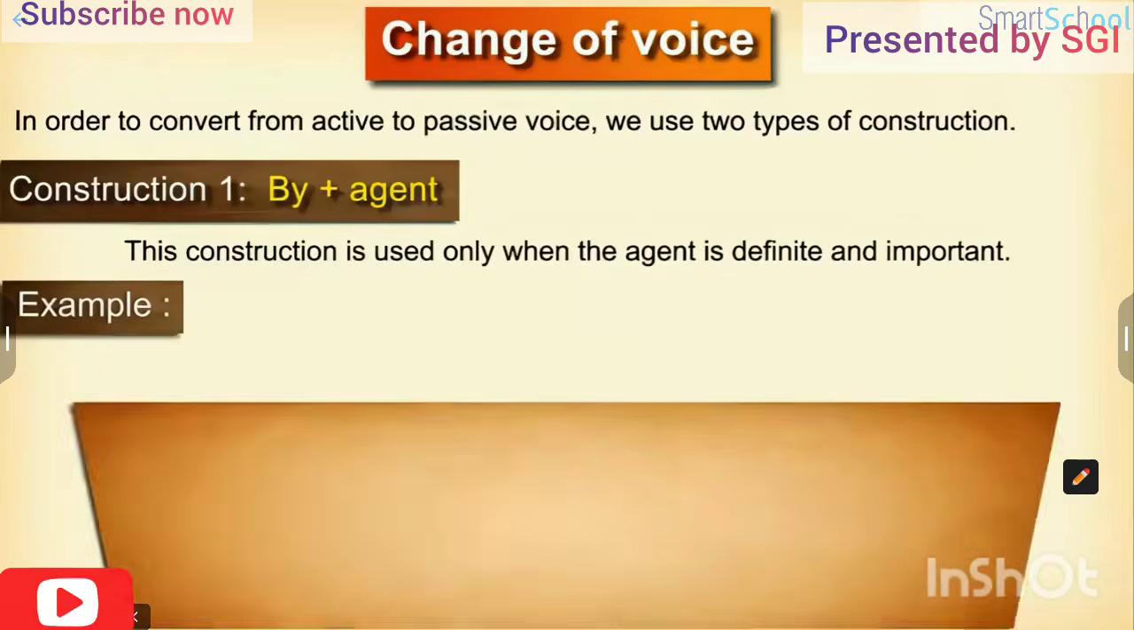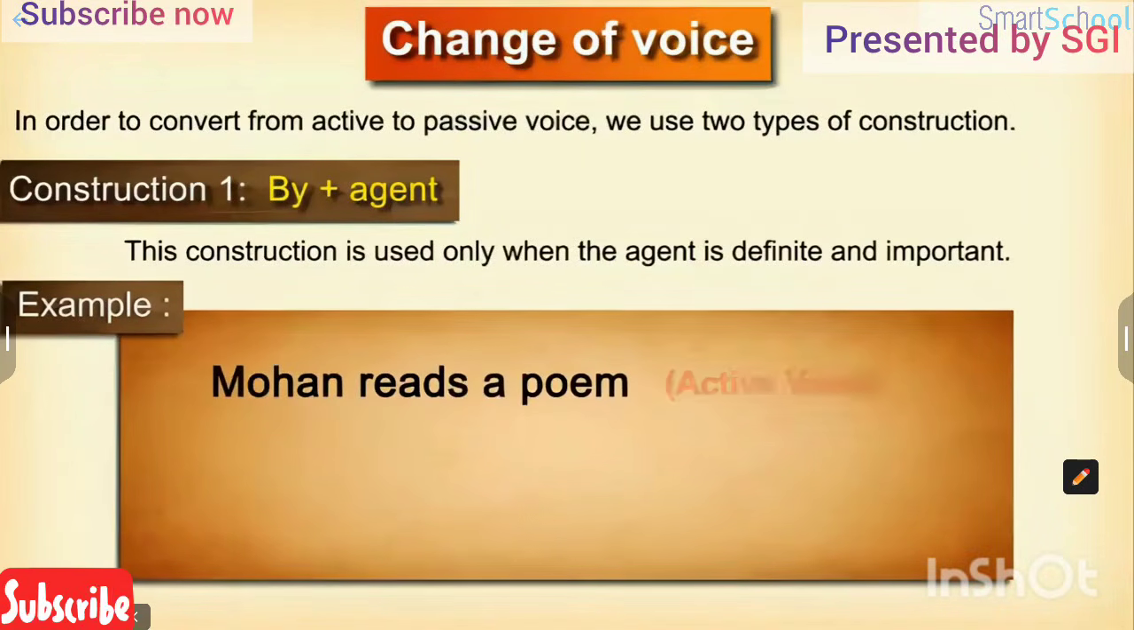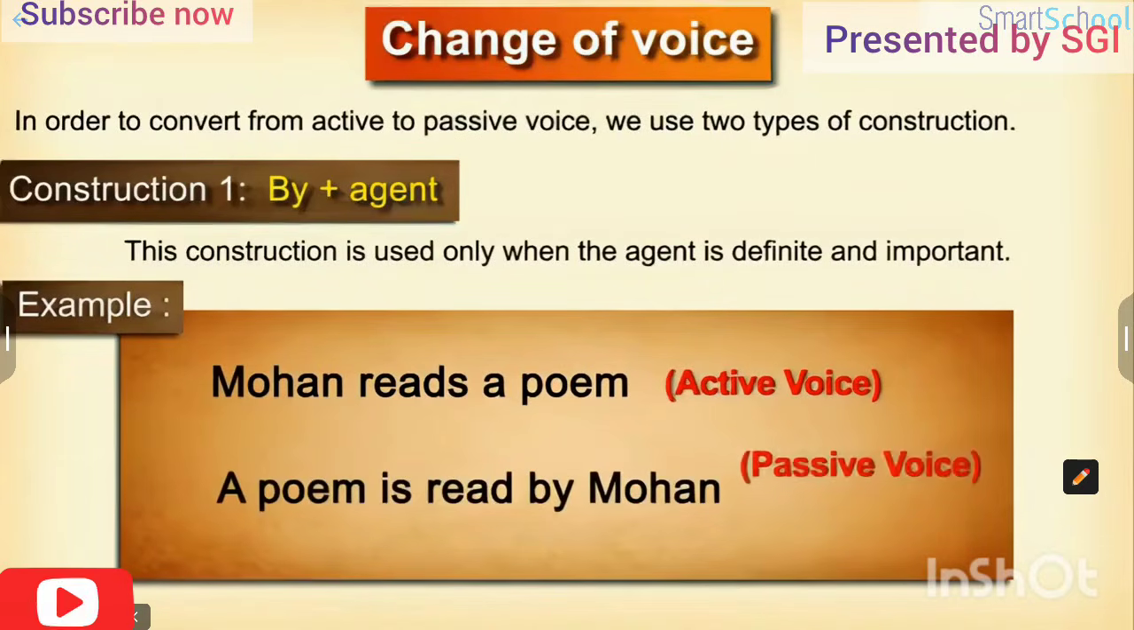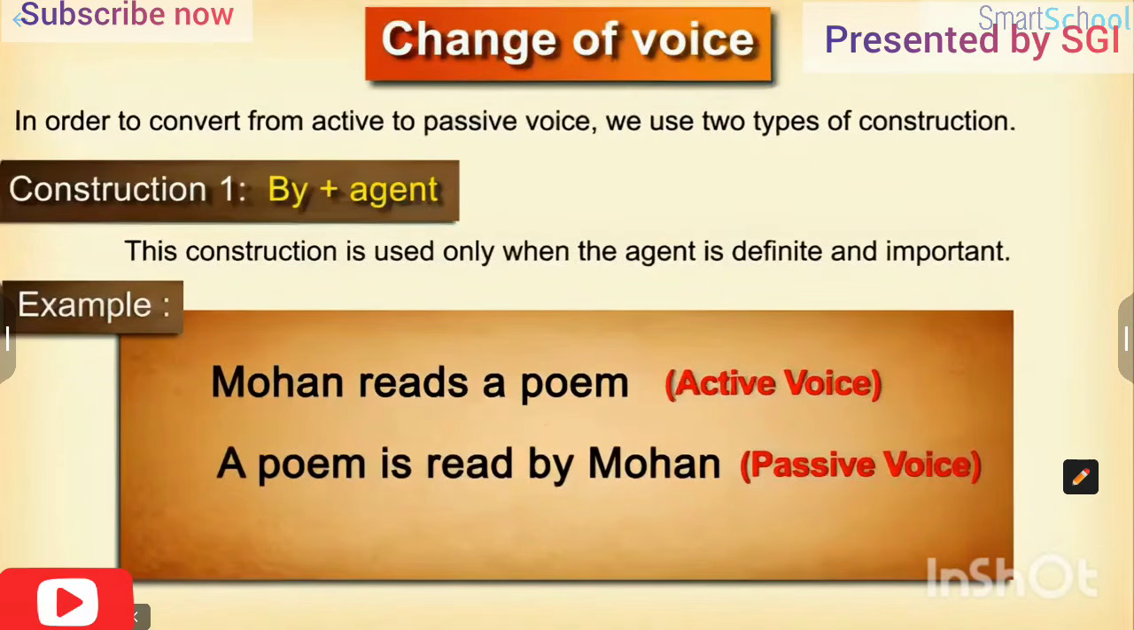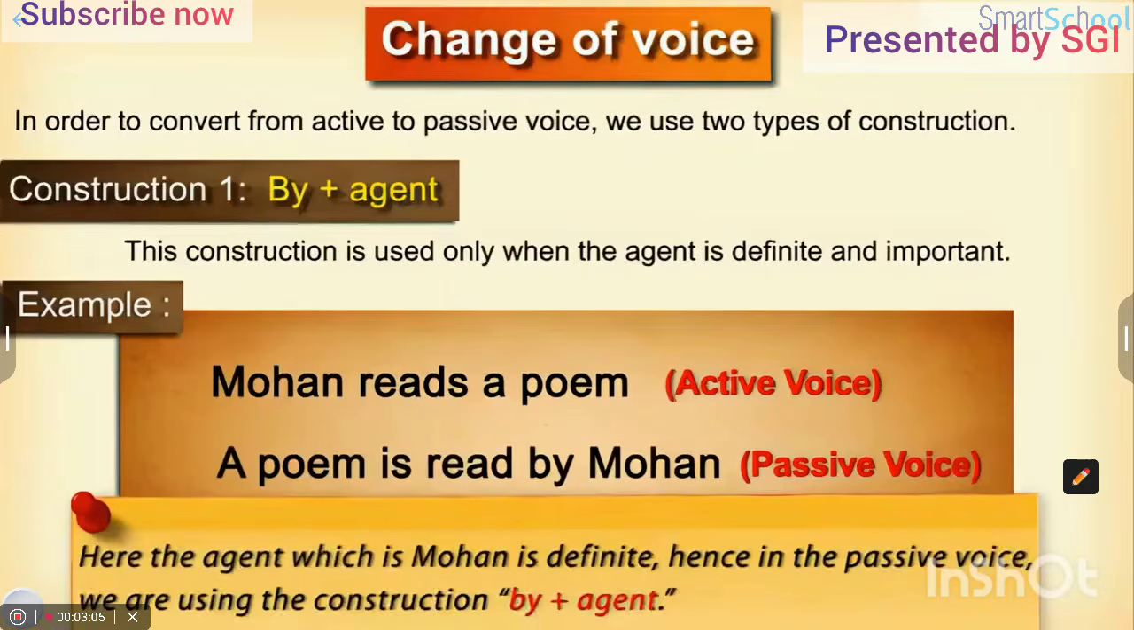For example, Mohan reads a poem. In passive voice, this sentence becomes, "A poem is read by Mohan." Note, here the agent, which is Mohan, is definite, hence in the passive voice, we are using the construction by plus agent.